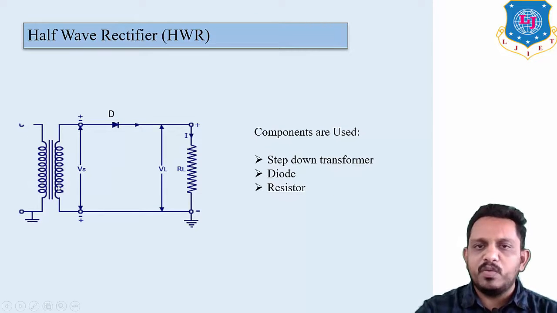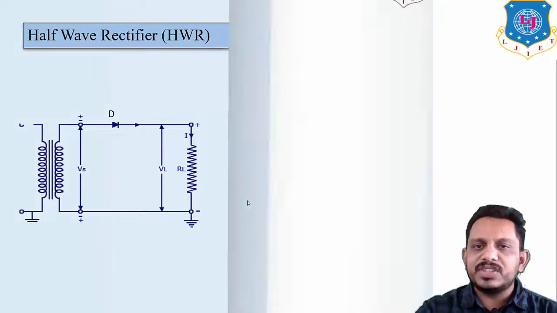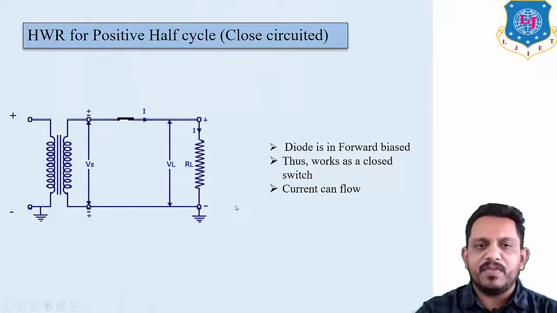We need one step down transformer which steps down the input voltage to the required Vs voltage. We are using one diode. Diode will work as a switch, and we are using some load resistance, that is RL, and we will get the output voltage VL at that terminal RL.